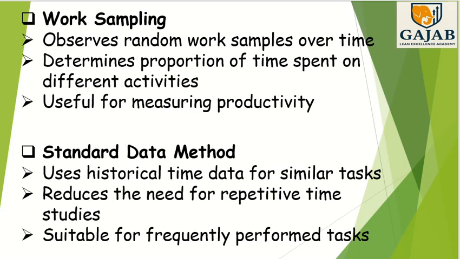And then next one is work sampling. It is a technique where random observations are taken over time to estimate the proportion of time spent on different tasks. This method is especially useful in industries where continuous observation is not practical. It helps in analyzing worker efficiency, machine utilization, and overall productivity.